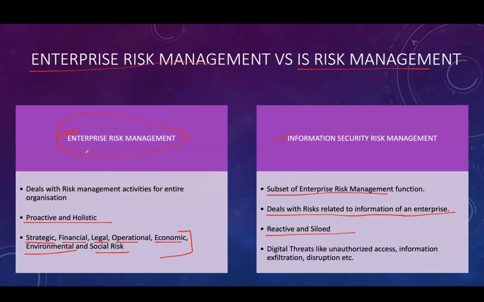So enterprise risk management would cover all these risks, whereas information security risk management would cover majorly digital threats like unauthorized access or physical security access to the data, information exfiltration, disruption to the information system. So information security risk management is always a subset of enterprise risk management.